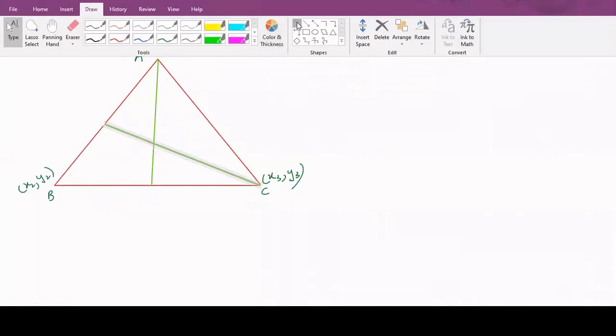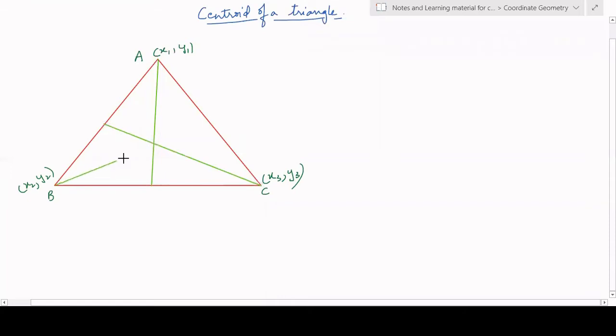Let's have a third median that comes from B and will come from the intersecting point of the last two medians, and the meeting point, the intersecting point of these medians is called the centroid of the triangle. That's the centroid. Let's give the name as G.